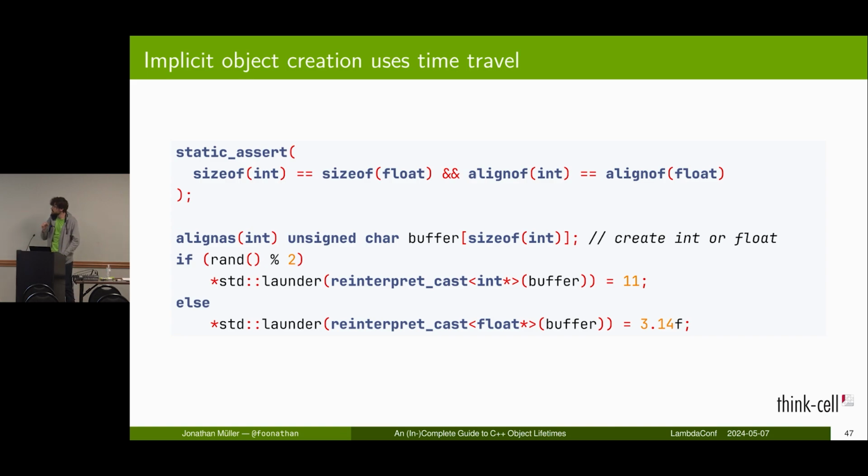The compiler has created an int in there using time travel. But afterwards, we cannot use it as a float. The compiler will not do it again. The buffer contains an int. The buffer has always contained an int. And it will not just put a float in there afterwards, once it's decided it's an int.